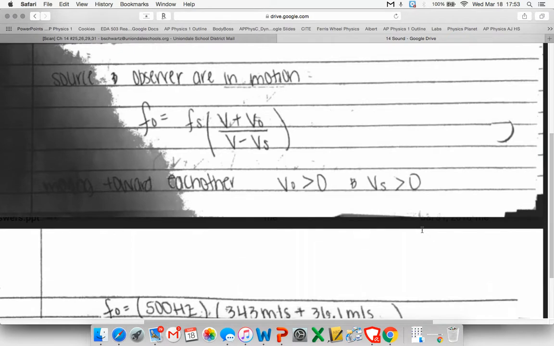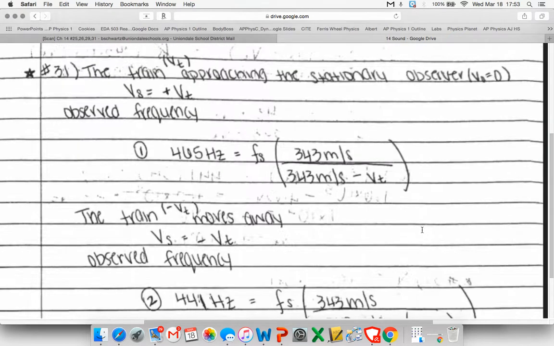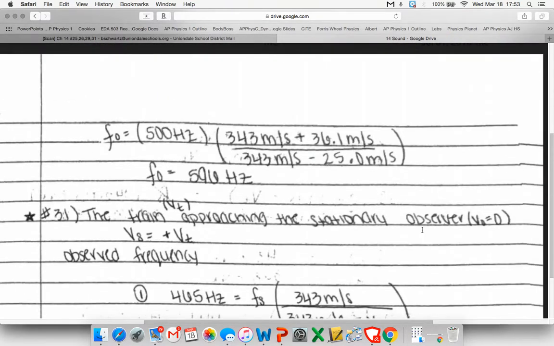Because both of these, the source and the observer, are moving towards each other, both the source and the observer's velocities must be greater than 0, so nothing should be negative. Okay, so plugging into our formula using our appropriate units, I solve for 596 hertz.